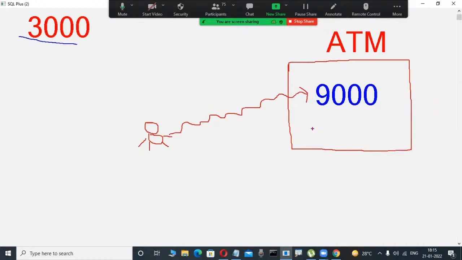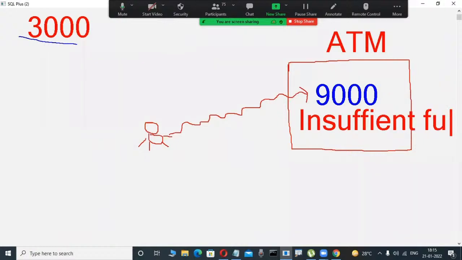In this case, it will give a message. You are observing on your ATM machines, maybe some message will be displayed, such as insufficient funds. Why? Because here your balance is low, 3,000, but you are trying to retrieve more than 3,000, that is 9,000, 8,000, 7,000 like that. How is it possible? In that case only the insufficient funds message will be displayed. But how does the ATM center know this message?